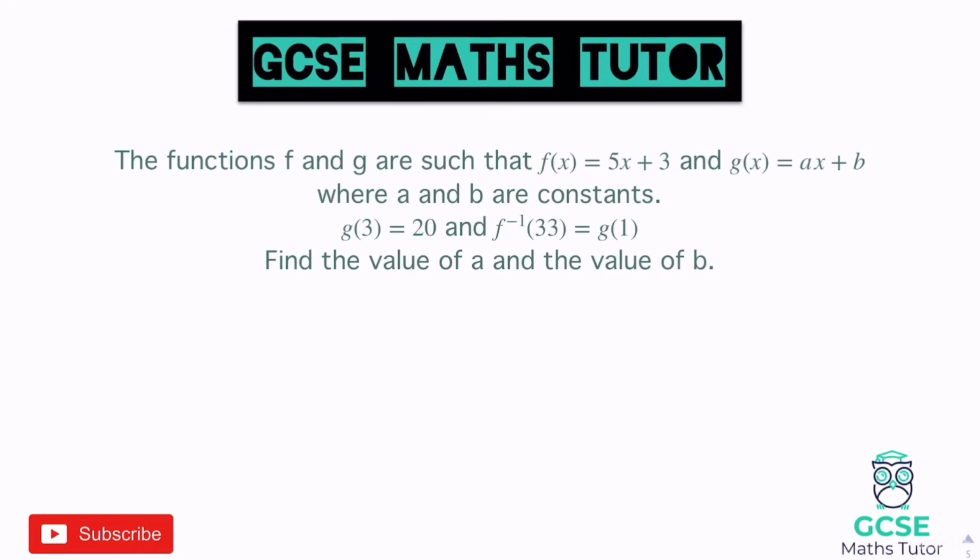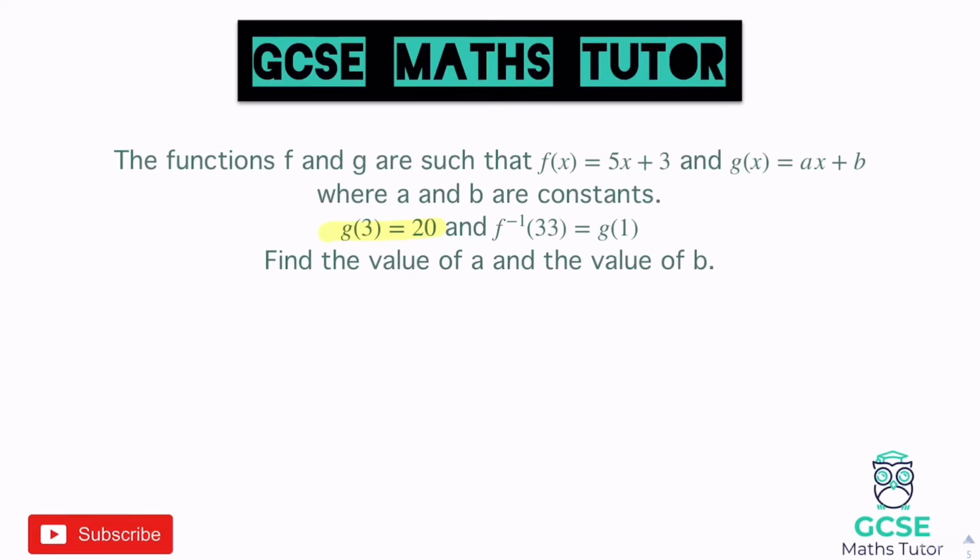Okay, so this question says the functions f and g are such that f of x is 5x plus 3 and g of x is ax plus b, where a and b are constants. It says g of 3 equals 20, and the inverse function of f when you sub in 33 is equal to g when 1 is subbed in. Find the values of a and b. Let's have a look. We've got quite a lot going on here, but let's have a look with this first piece of information what we can actually find from that.